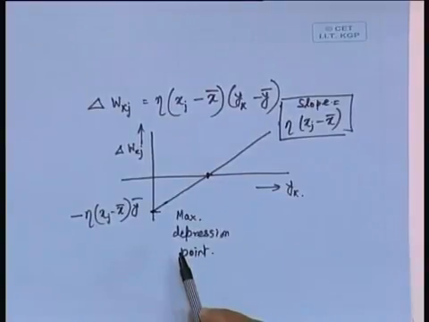What do you mean by time average value of xj? Time average value of xj means you take all the xj's, all the inputs, and its time averaged behavior, its time averaged strength, that is all.